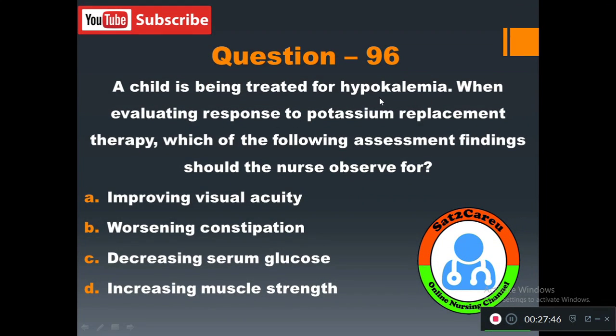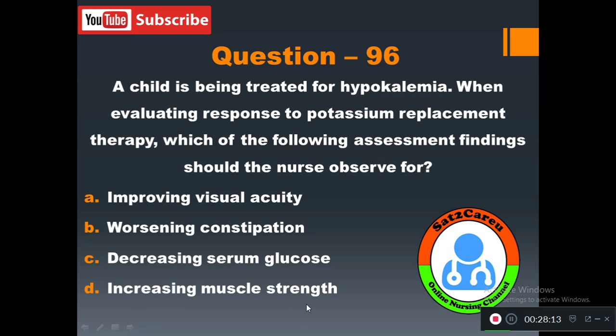Question number 96. A child is being treated for hypokalemia. When evaluating response to potassium replacement therapy, which of the following assessment findings should the nurse observe for? Option A, improving visual acuity. B, worsening constipation. C, decreasing serum glucose. And D is increasing muscle strength.